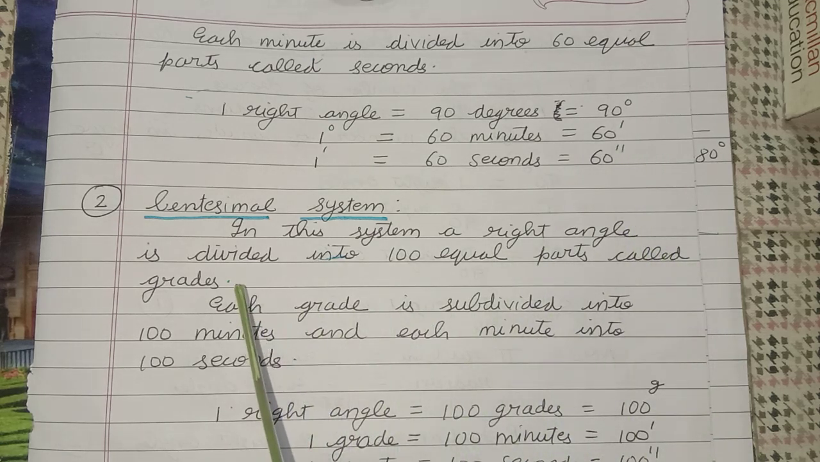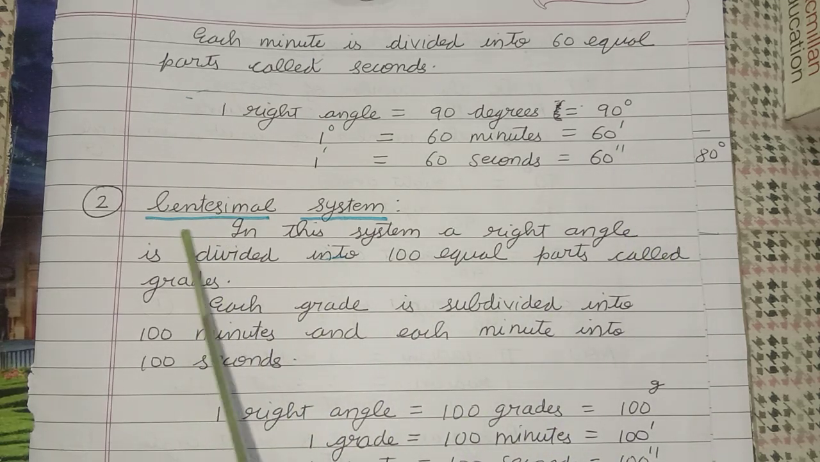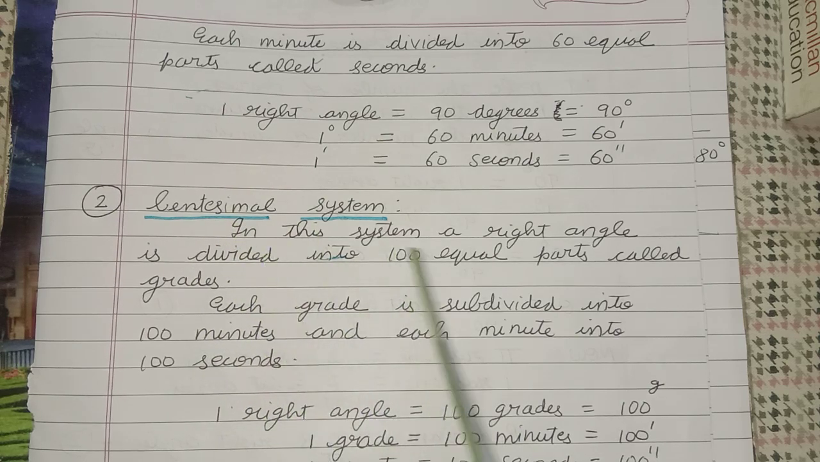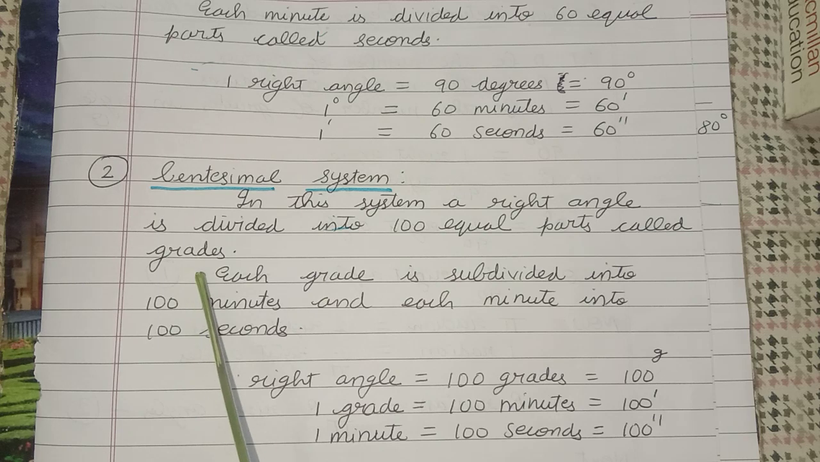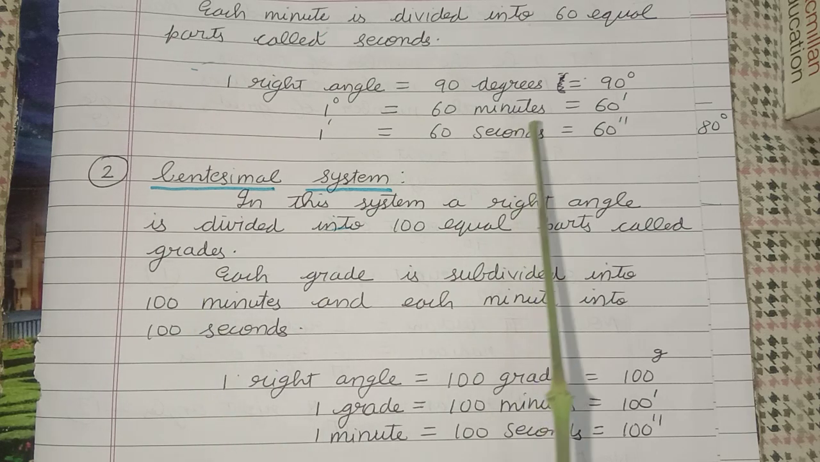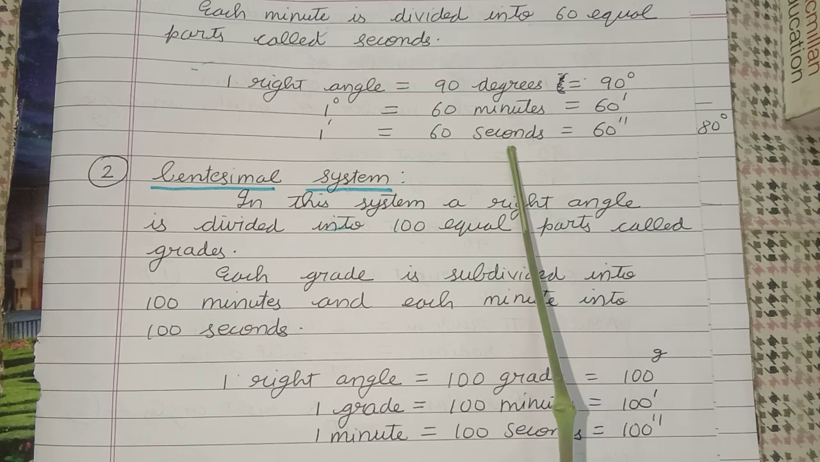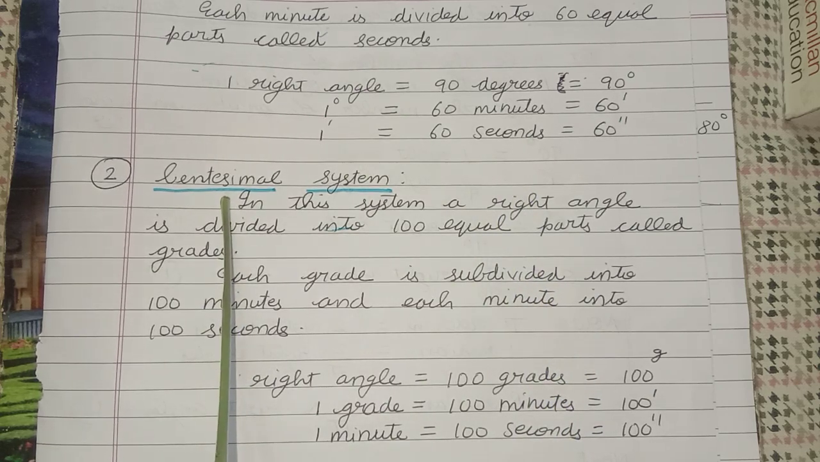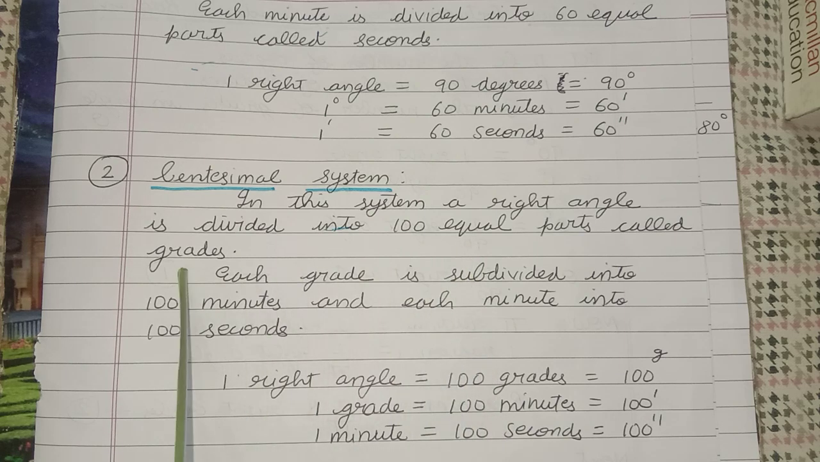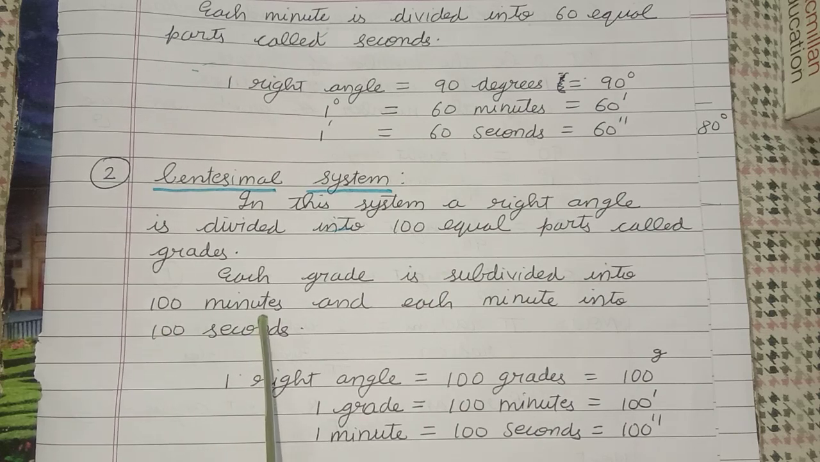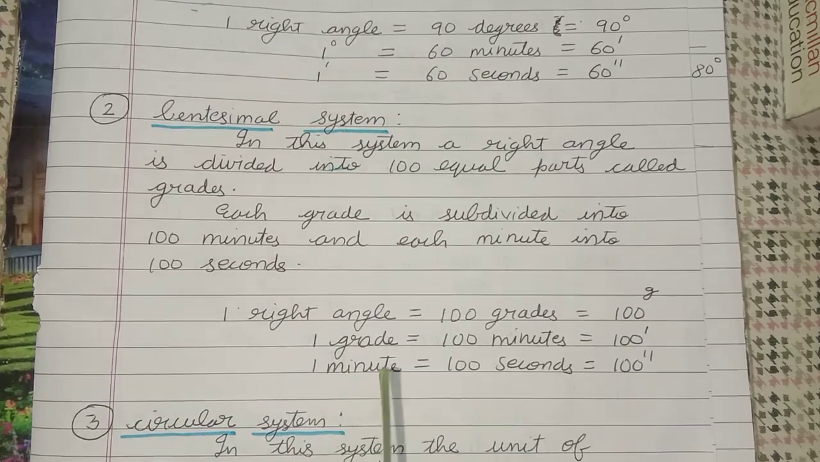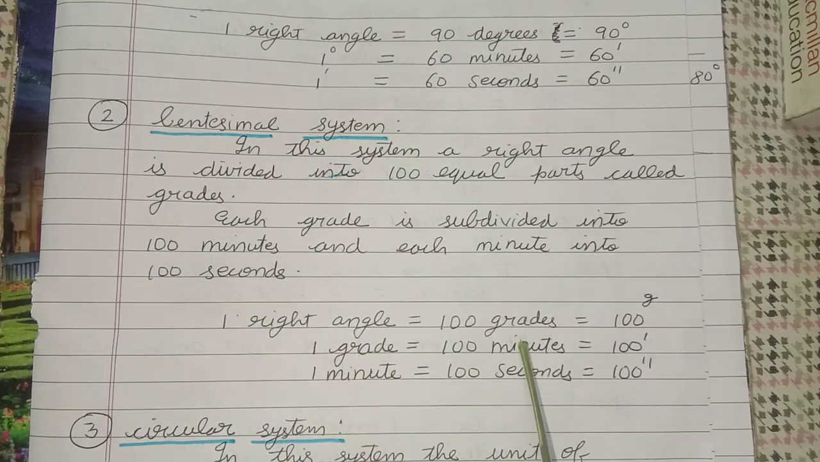Next system of measurement of angle is the centesimal system. In this system, a right angle is divided into 100 equal parts called grades. These are three systems actually. In the first system we studied, degrees, minutes and seconds are the measures of angle. In this centesimal system, we have different measures. The measure is called a grade. Each grade is subdivided into 100 minutes and each minute is divided into 100 seconds. One right angle is 100 grades.